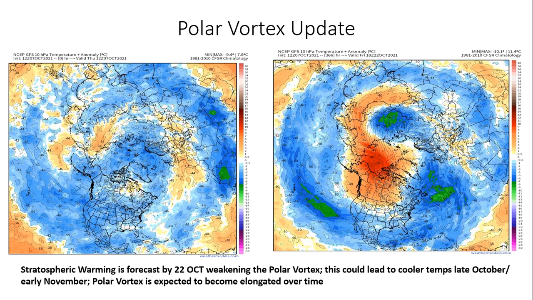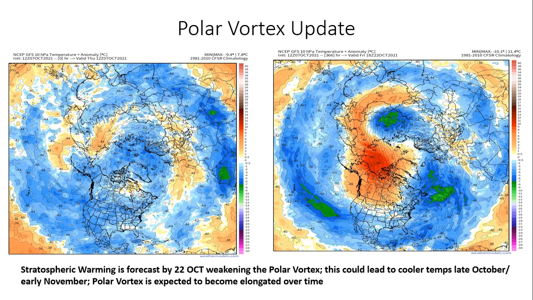Overall, I did take a look at another model, and it showed the polar vortex basically being stretched or elongated generally around the 21st, 22nd of October. So we're already seeing signs of weakening the polar vortex. Now, does this mean that the whole winter is going to be influenced by a weakened polar vortex? Absolutely not. This thing could re-strengthen after this particular episode, and we could have a very mild winter.